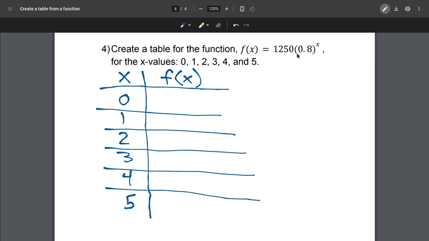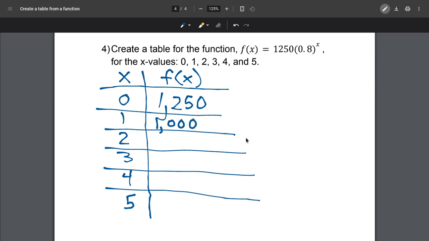All right, so at 0, we have our initial amount, which is 1,250. And to see why that works, if you had 0 for x, you'd have 0.8 to the 0 power, which is just 1. And 1 times 1,250 is just 1,250. Okay, so now each time we're going to take our initial amount, 1,250, and we're going to multiply by 0.8. And so we then go to 1,000 for our next value.